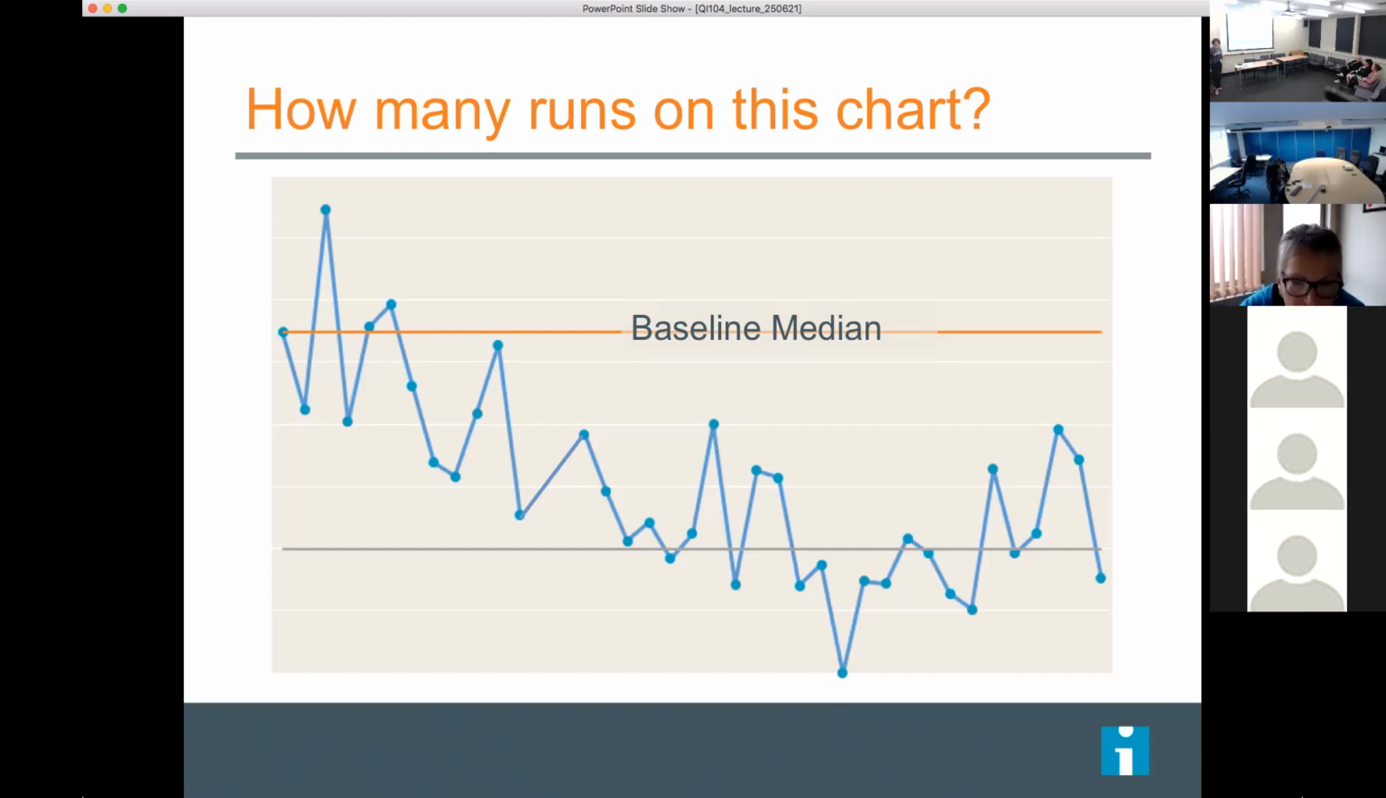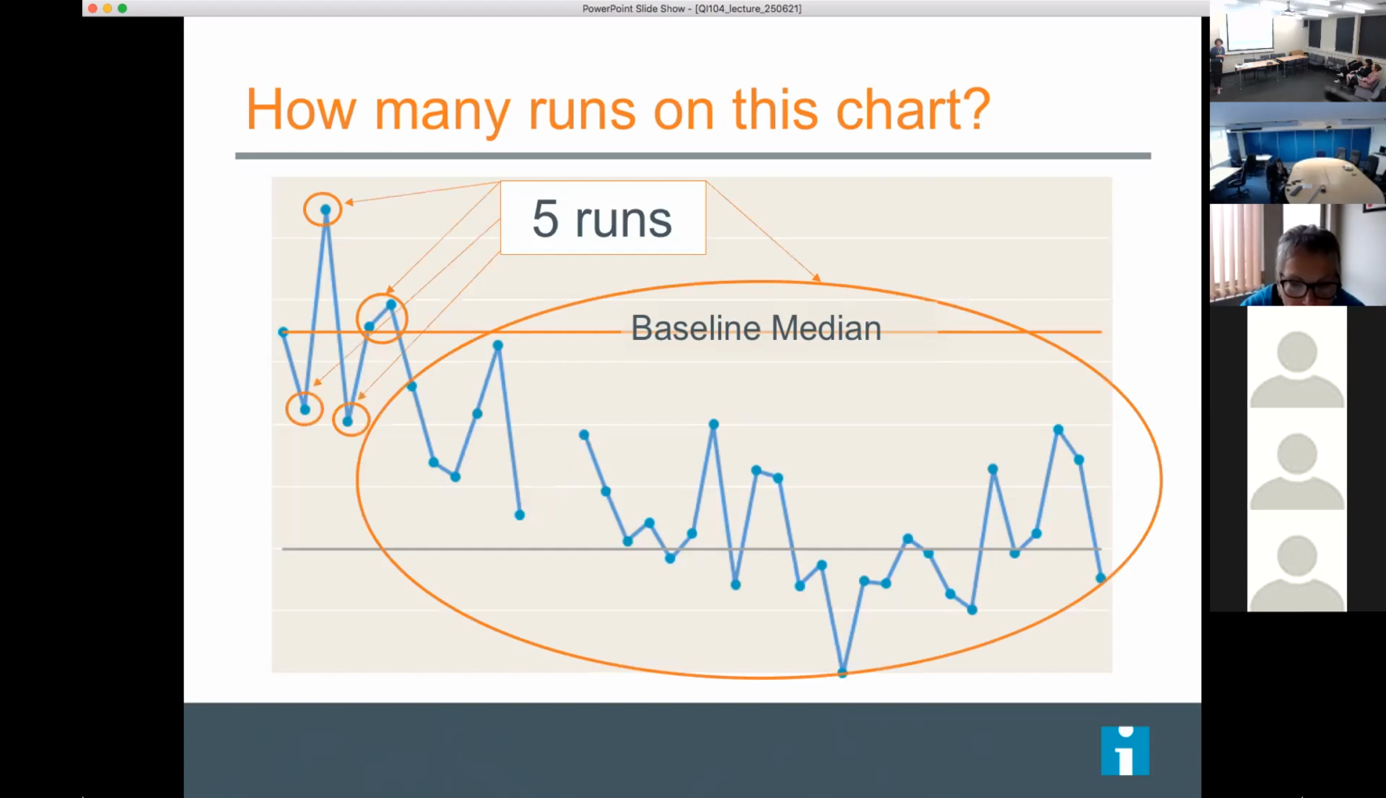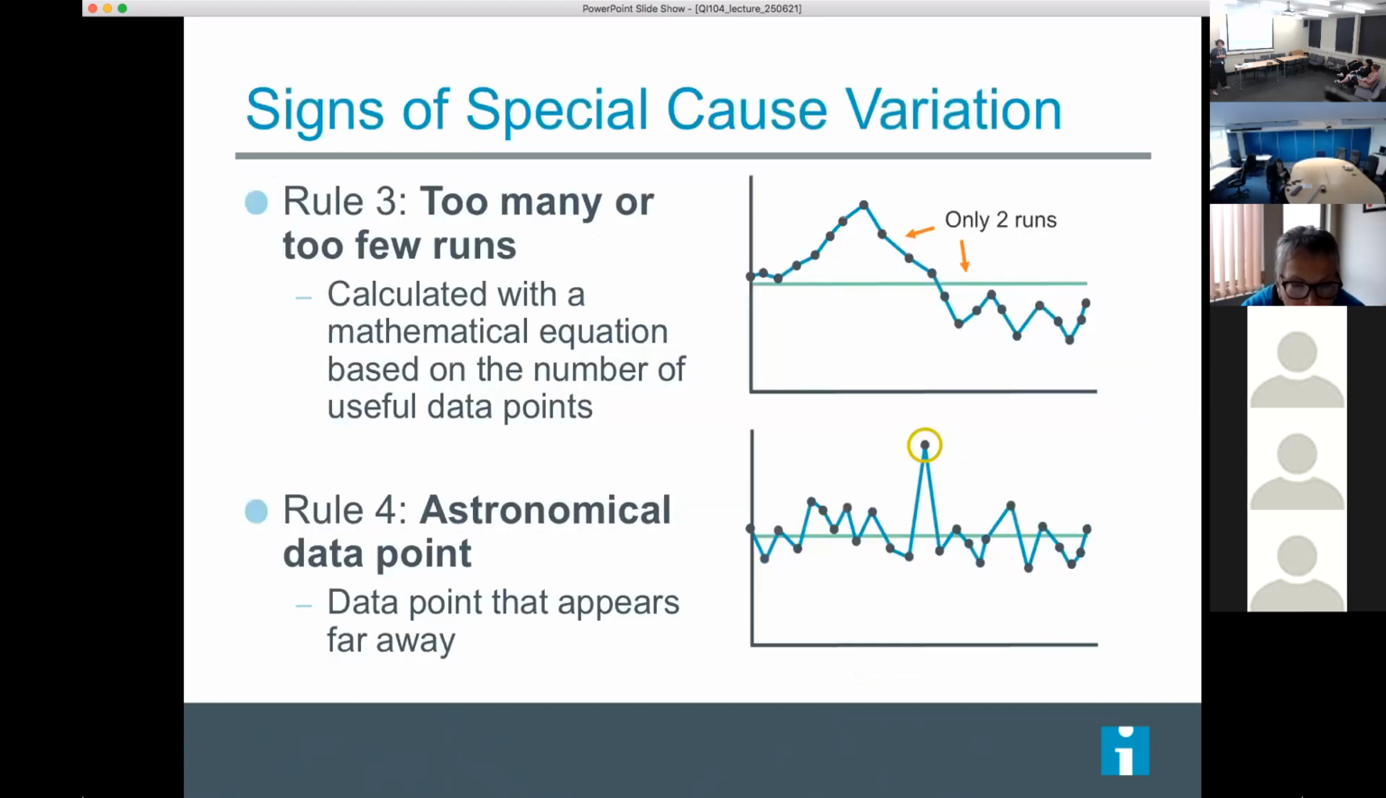Do you want to flip to the next slide? Next slide. Yeah. So there we go. These are individual points, consecutive points on one side of the mean. So 1, 2, 3, 4, and then this whole lot here is one run because they're consecutive points all on one side of the mean. So that's a run. Next slide.